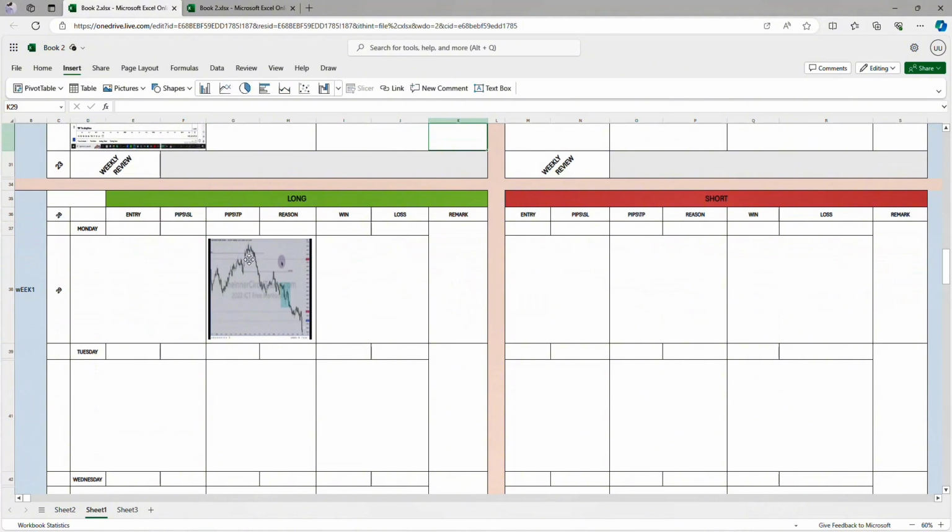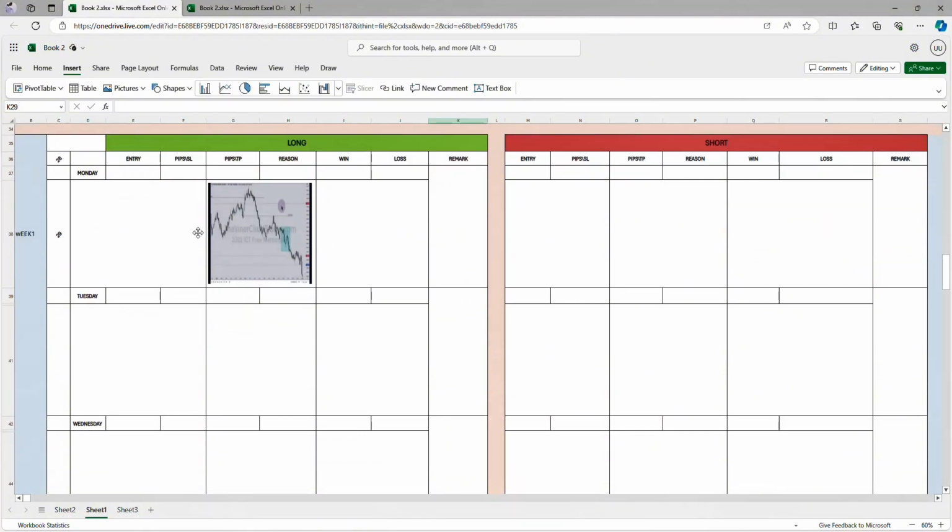Now you are going to do the same thing for the third week. Let's say for the third week on a Monday, you took a buy trade, you saw a buy opportunity in the market, you took it. Now you are going to write the entry price here, the stop loss, the take profit, the reason why you took the trade. Was it a win? Was it a loss? And then you are going to write your daily remark here. And you are going to insert all the photos here, okay?